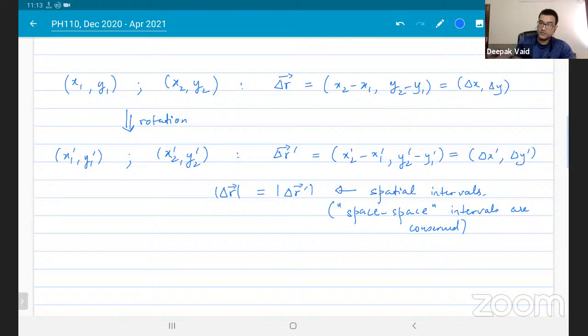Whenever you have translations also, this will still be true. You can translate your coordinates with respect to another set, right? But that will not change the relative displacement, the length of the relative displacement.